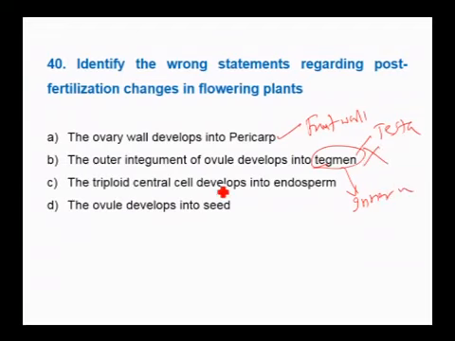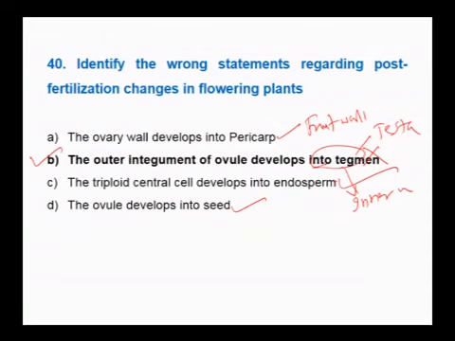The triploid central cell develops into endosperm. I already discussed, correct. Ovule develops into seed. Correct. Therefore, the wrong statement is B. The answer is B.